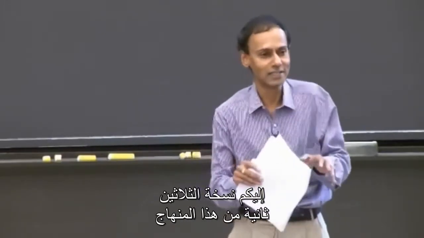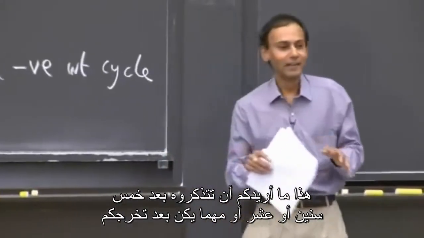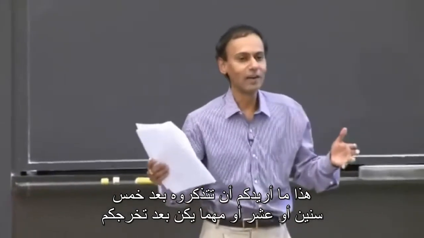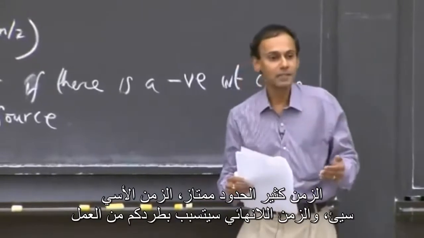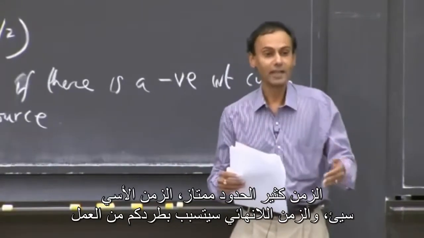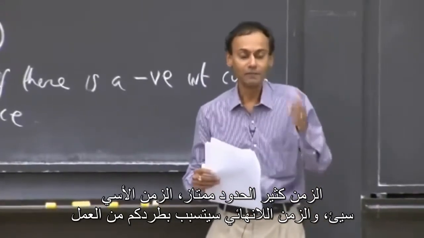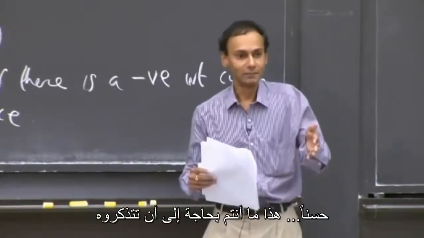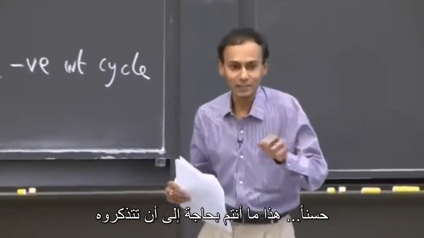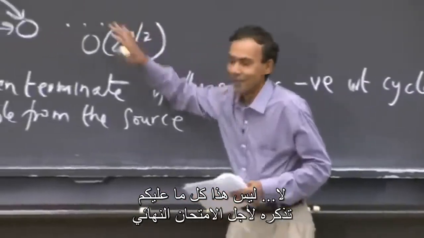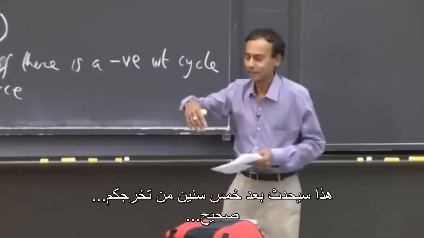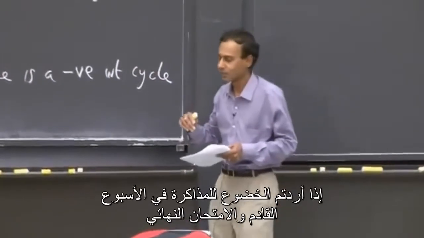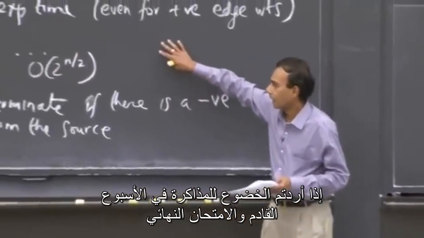Here's a 30-second version of 6006. And this is what I want you to remember, 5 years or 10 years or whatever after you graduate, all right? And maybe the 10-second version is, polynomial time is great, okay? Exponential time is bad, and infinite time gets you fired, okay? So that's all you need to remember. No, that's not all you need to remember for the final. This happens 5 years after you graduate, right? So you need to remember a lot more if you want to take your quiz next week and the final exam. But I think that's summarized over here.